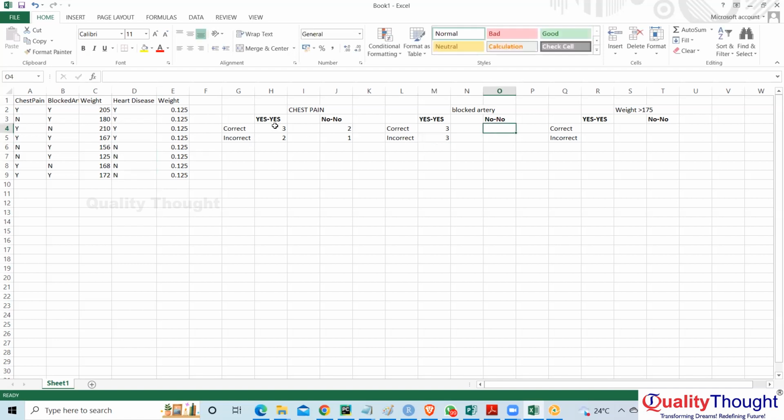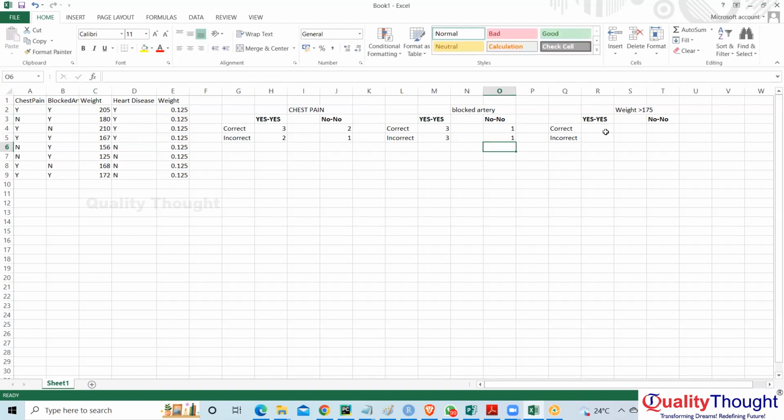Now let's say in this case, if we had got 2 correct and 3 incorrect, then better we will switch the condition, yes, no and no, yes type. Now here, blocked artery, no, no means 1. And if you look at blocked artery, no, but still you have it, that is 1.